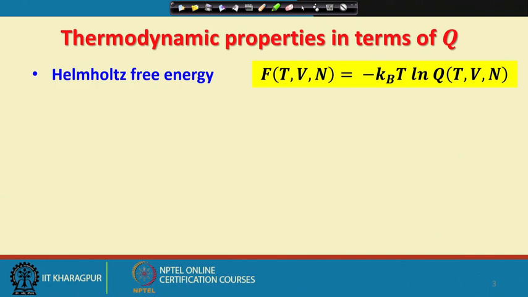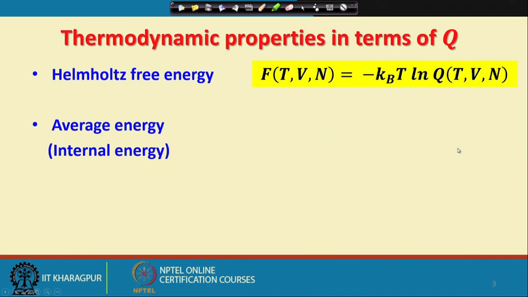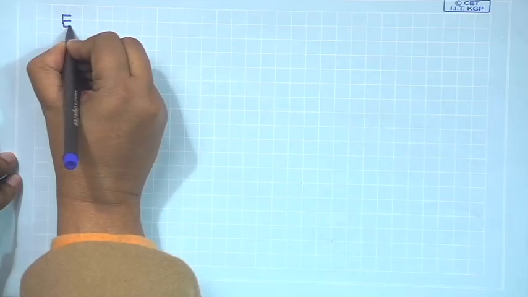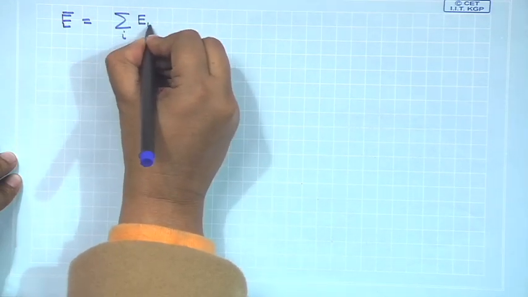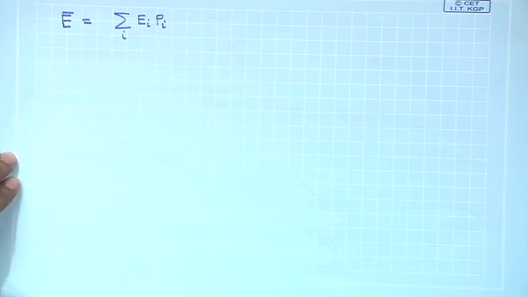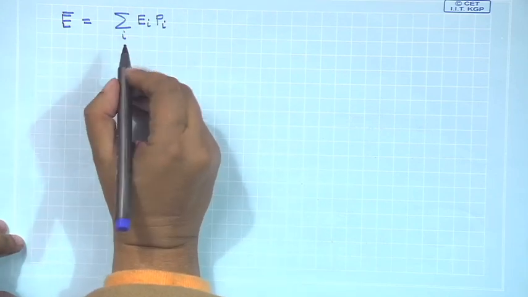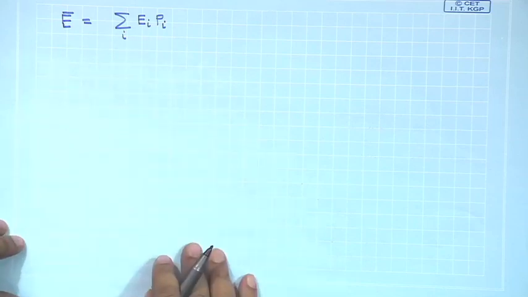Now, let us think about another thermodynamic property like the internal energy. If I want to find out the internal energy, I have made it very clear by now that the internal energy is nothing but the average energy in this canonical ensemble. So, how do I find out the average energy? Of course, by definition, this average energy is given by summation over i of Ei Pi, right. So, Ei for the ith microscopic state, Ei is the solution of the Schrodinger equation.